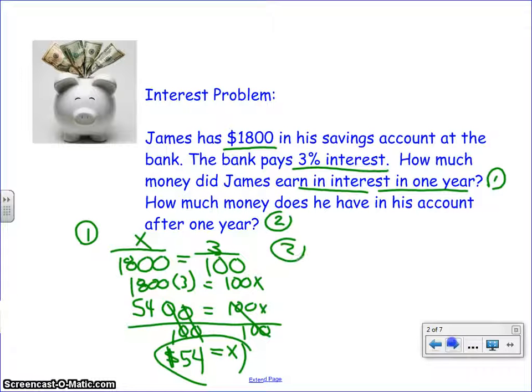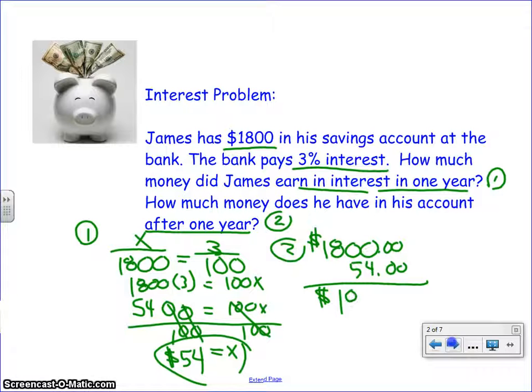Number two question says, how much money does he have in his account after 1 year? Well, he started with $1,800, right? And he earned $54. So how much money does he have at the end of the year? $1,854. All right?